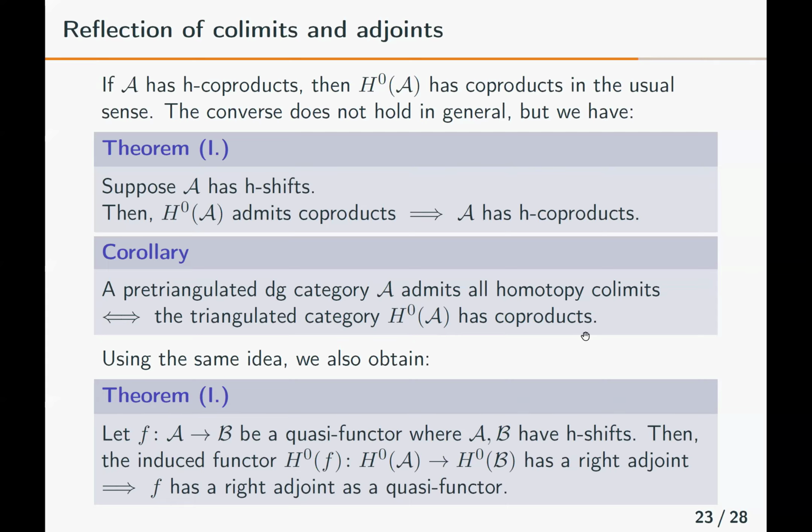Using the same idea, we also obtain a reflection result for adjoints. Suppose A and B have H-shifts and let F be a Quasi functor. If the induced functor H0F between the homotopy categories has a right adjoint, then F itself has a right adjoint as a Quasi functor.